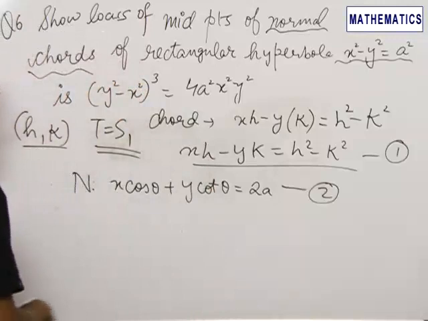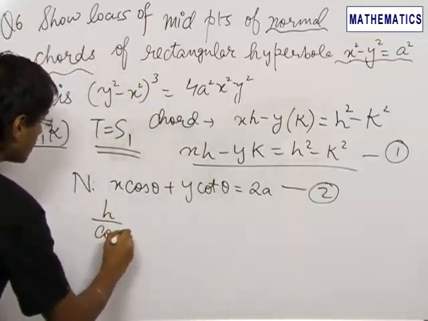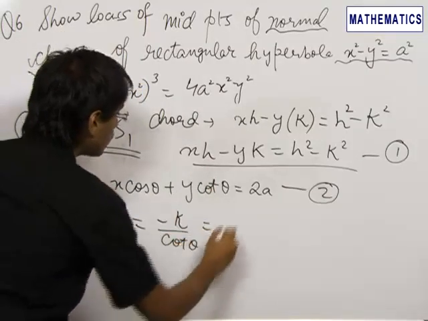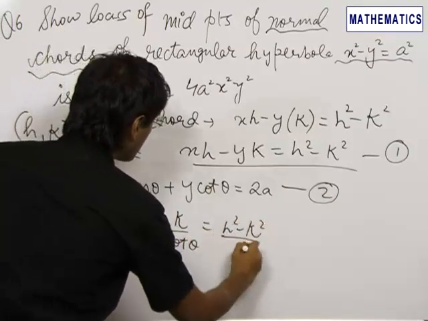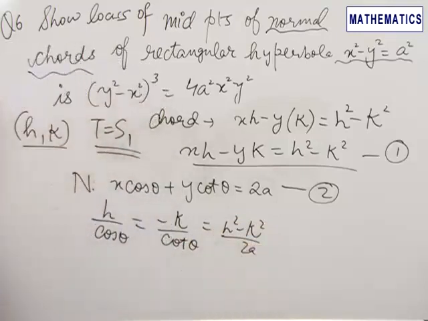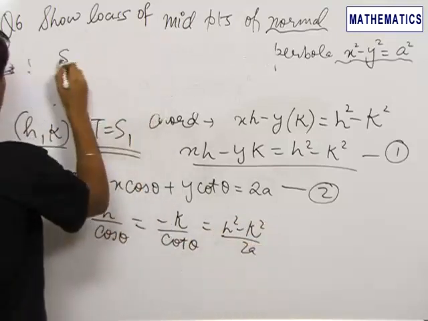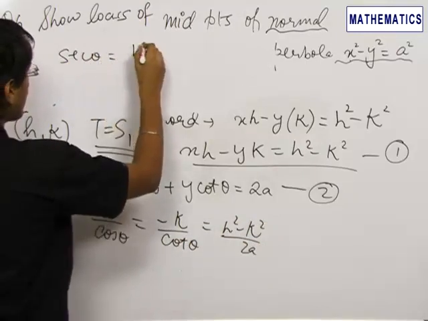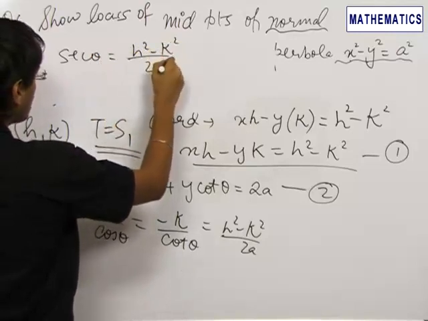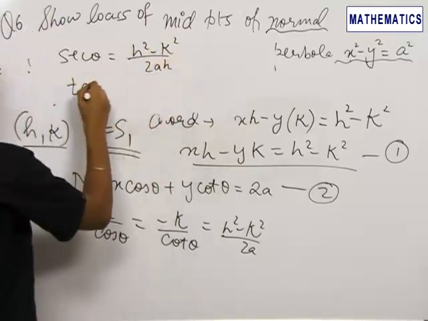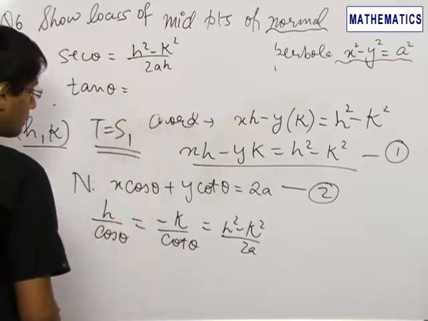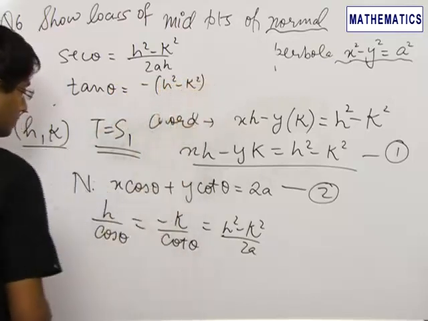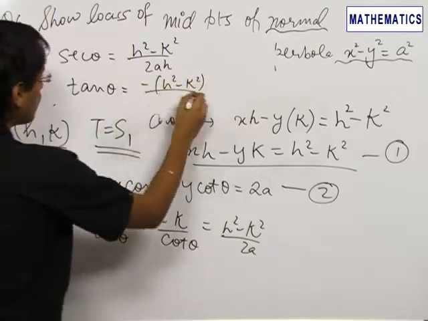So on comparing both the equations, we get h upon cos theta is equal to minus k upon cot theta is equal to h square minus k square by 2a. We get sec theta is equal to h square minus k square upon 2ah, and we get tan theta is equal to minus of h square minus k square by 2ak.